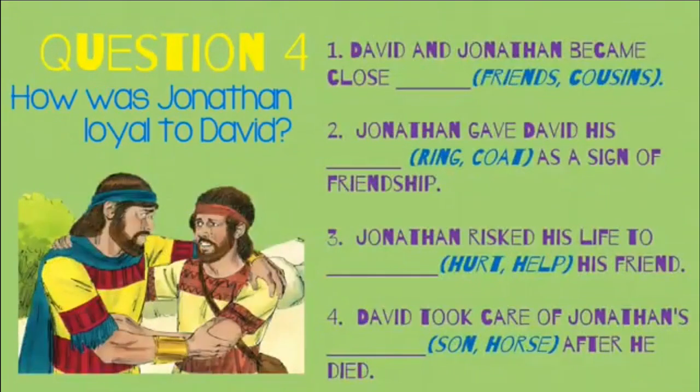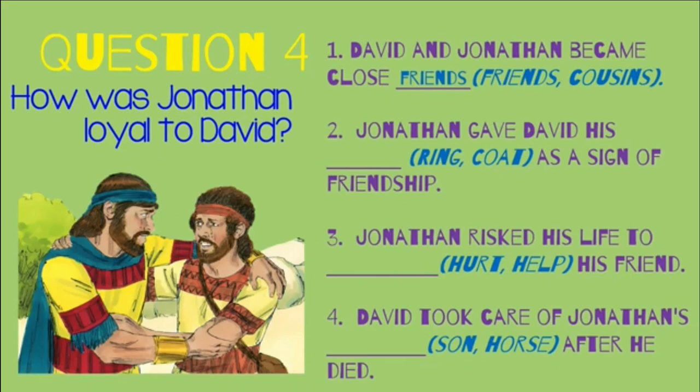Question 4. How was Jonathan loyal to David? Now we're going to have to fill in the blanks. Let's start with number 1. It reads, David and Jonathan became close blank. Is it friends or cousins? David and Jonathan became close. Did I hear you say friends? That's correct. They became close friends.